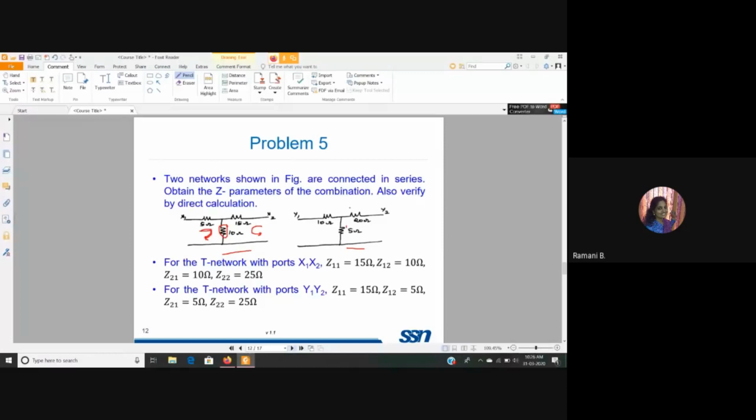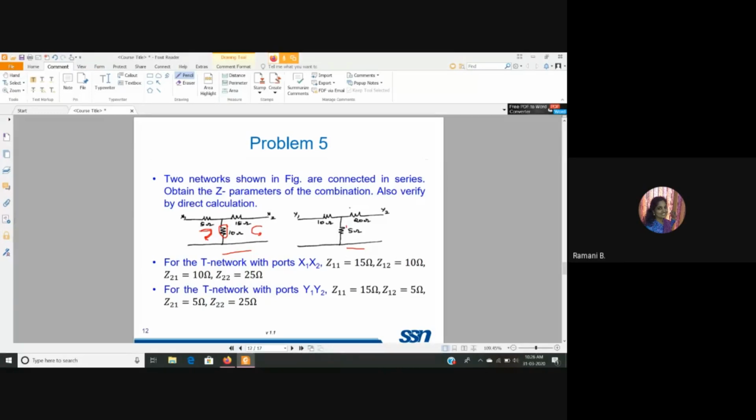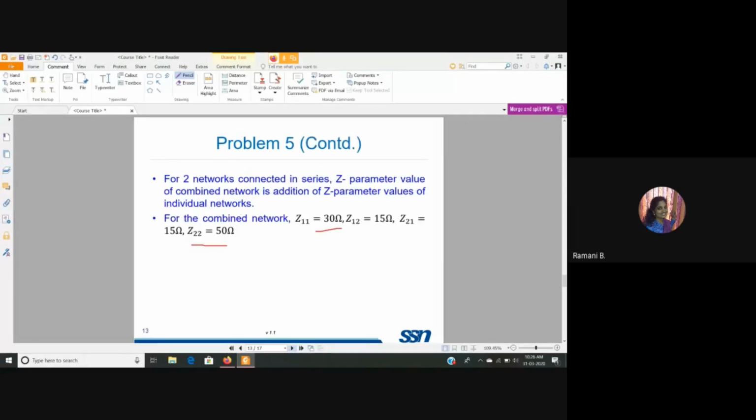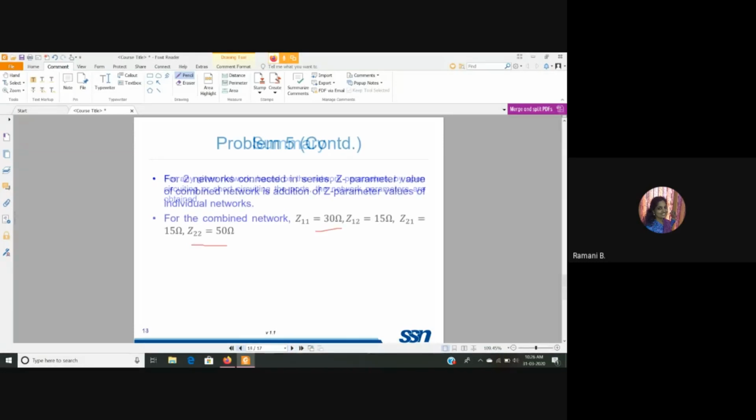The combined network value will simply be the addition of the corresponding Z11, Z12, Z21 and Z22. So you will get the answer like this. This is by applying the interconnection rule, that when two networks are connected in series, the Z parameter values of the individual networks can be added. So these are the problems we have seen today. With this, I conclude today's presentation.